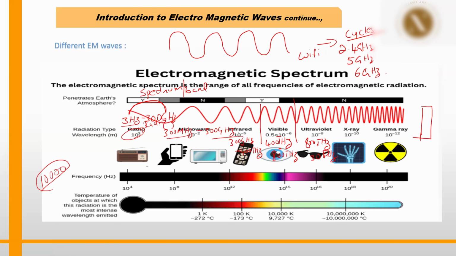So what is the range for audible sound? If anyone knows, audible sound is 20 hertz to 20 kilohertz, right? That is the audible sound frequency. If it is hypersound, you cannot hear it, right? That is 1 gigahertz hypersound. So that's the human range that you can hear, between 20 hertz to 20 kilohertz.